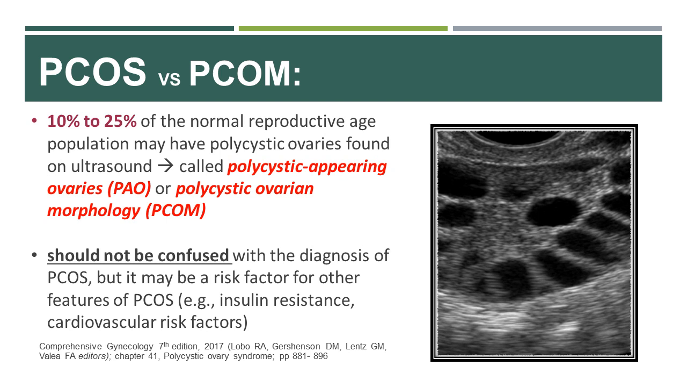Remember, 10 to 25% of the normal reproductive age population may have polycystic ovaries found on ultrasound. And PCOM should not be confused with the diagnosis of PCOS. But this may be a risk factor for other features of PCOS such as insulin resistance and cardiovascular risk factors.